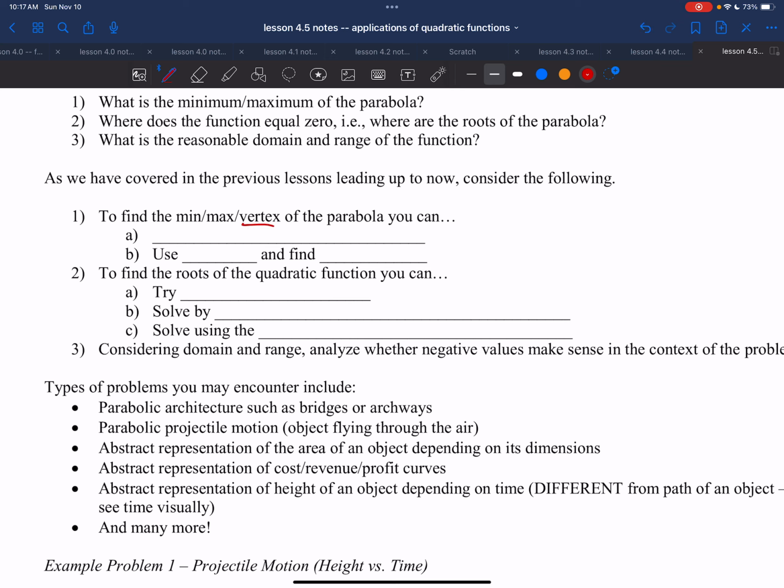You're trying to maximize something, you're trying to find the highest height, right? Look for those words, minimize, maximize, or anything hinting towards that. Then you're just trying to find the vertex, and there are two ways you can do that.